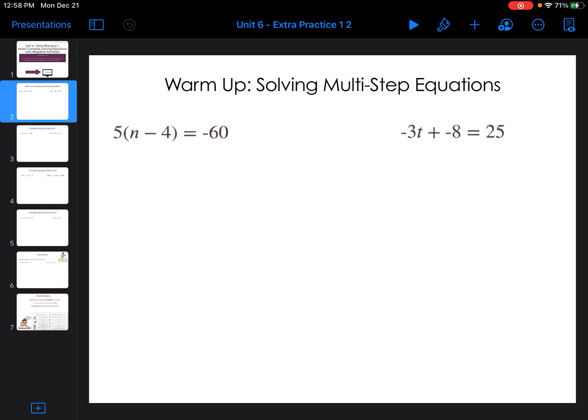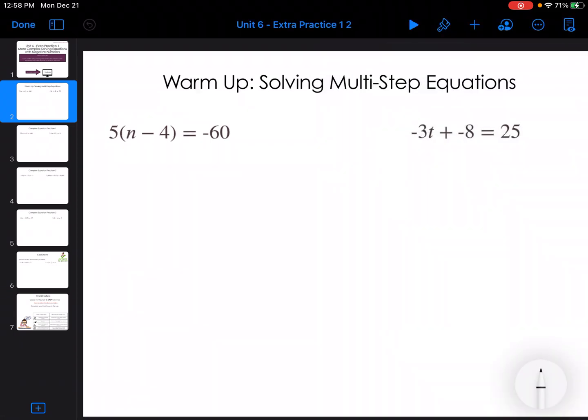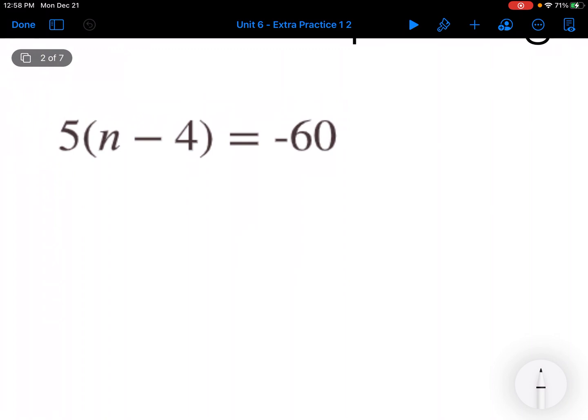Depending on how the class is going will depend on whether we're drawing diagrams or not. So I'm going to solve these in a standard way or the traditional way, and then if you're in class, you will have seen the diagrams with it as needed. So we're going to do the distributive property first.